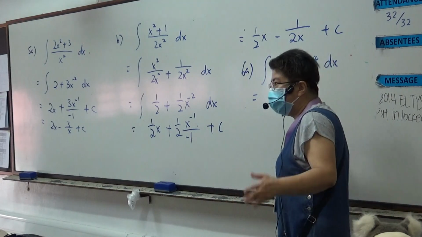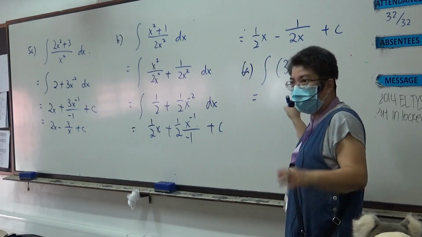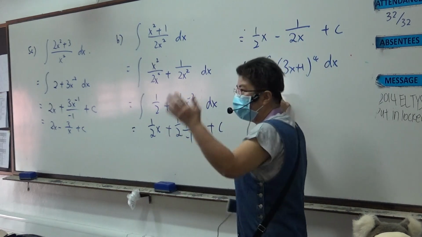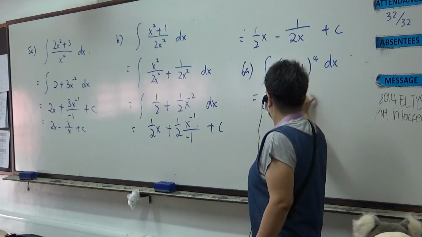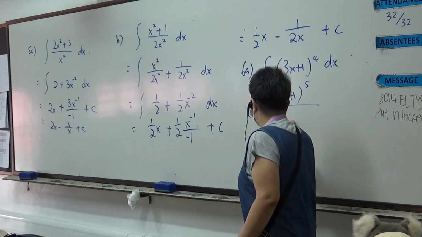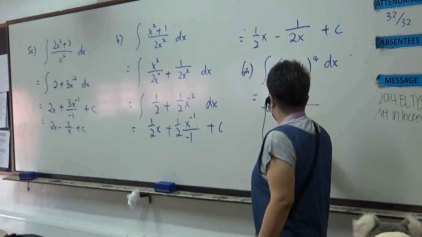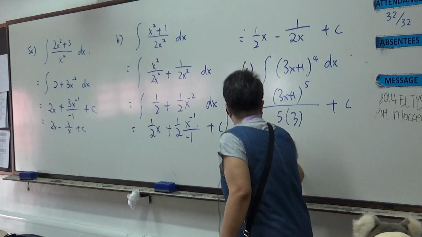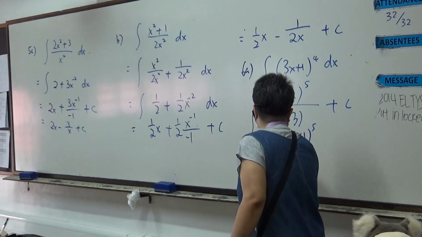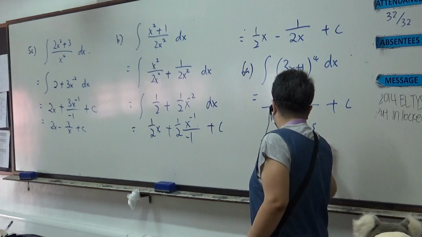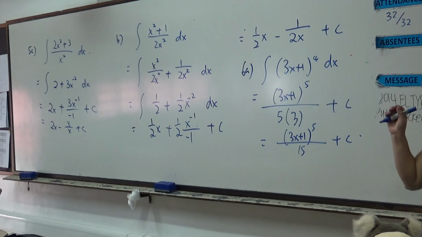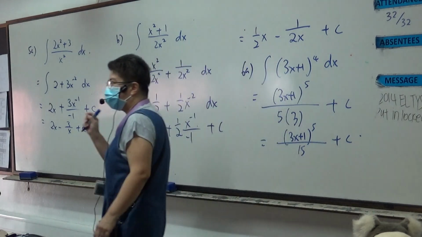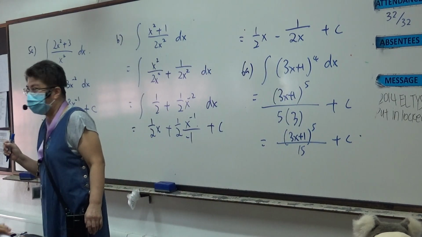But I know you're tired now. I do this last one, the rest you do yourself, okay? Because I want to show you how to do this. How? Tell me. 3x plus 1 power what? 5. Divide by 5, then 3, right? No, 3, then plus c. So over what? 15, yes, plus c. Can or cannot? Okay. The rest you will do yourself. I give you the time now. Will that be okay? Alright, you shall stop the video.